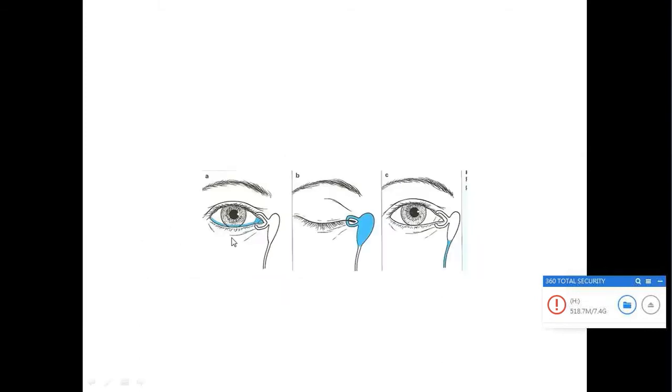So pictorially, the tears which get collected in lacus lacrimalis by the blink, whenever patient blinks, it will get sucked by the negative pressure into the sac, and by the gravity, it comes down into the nasolacrimal duct and gets drained into the nose through opening into the inferior meatus of the nose.